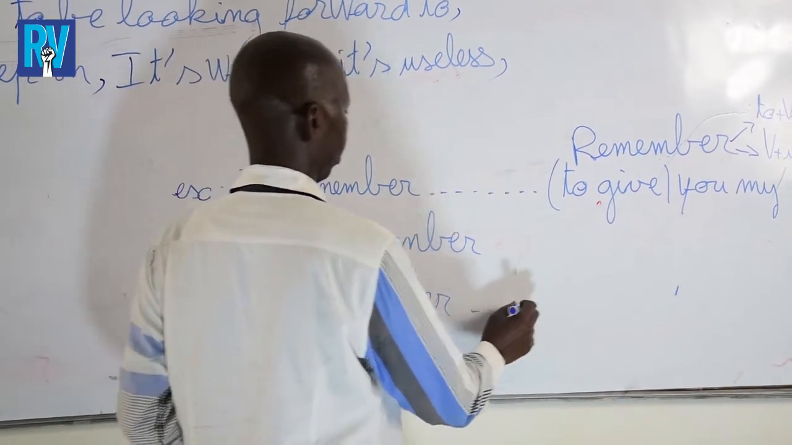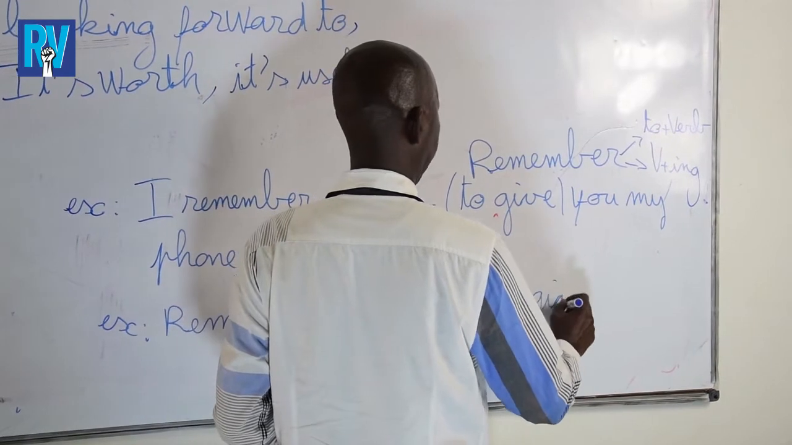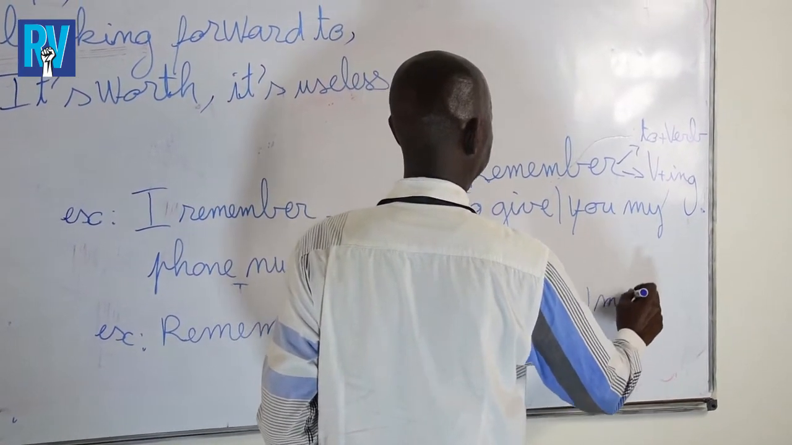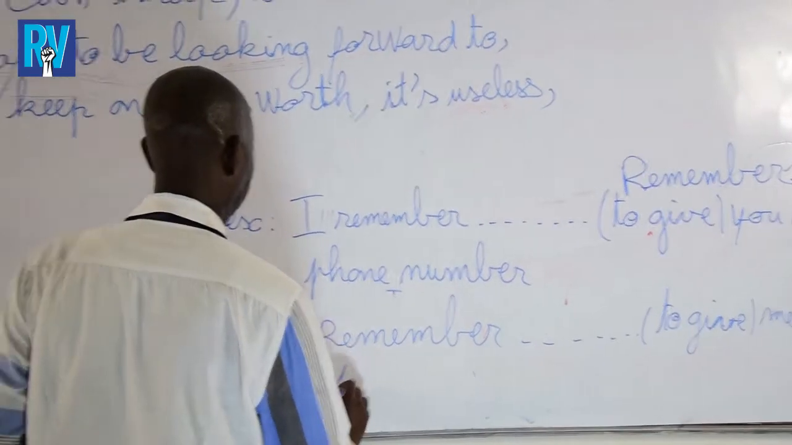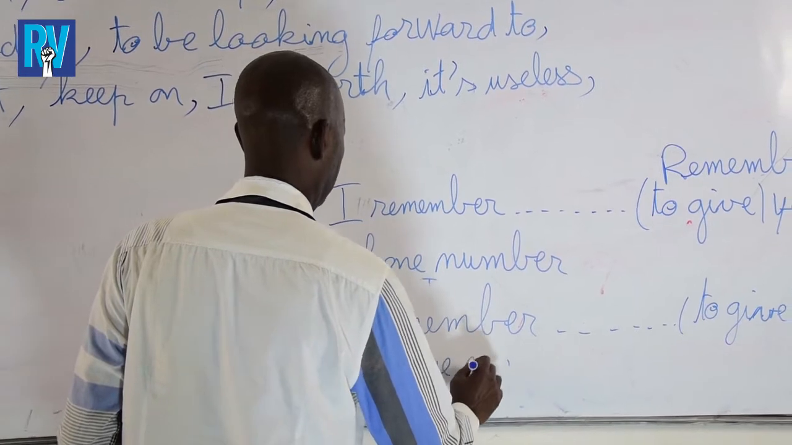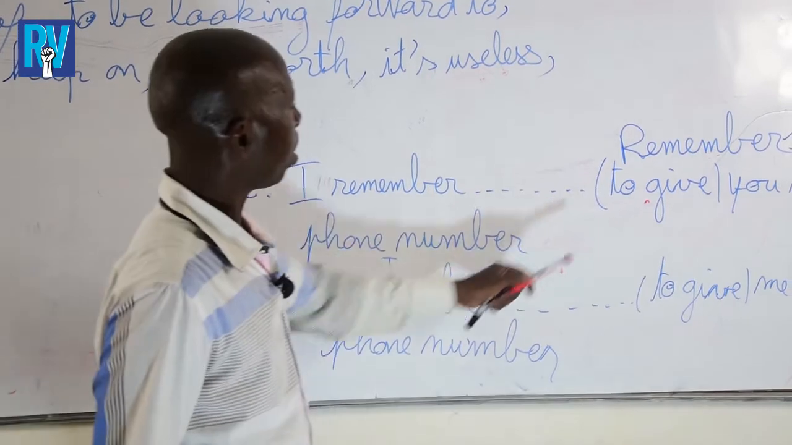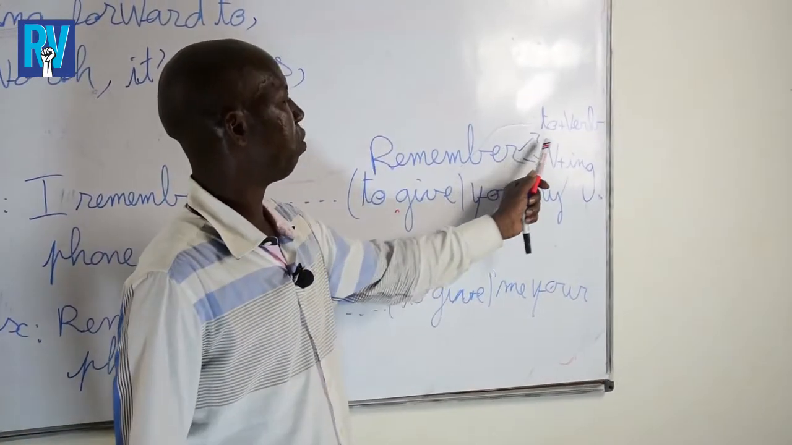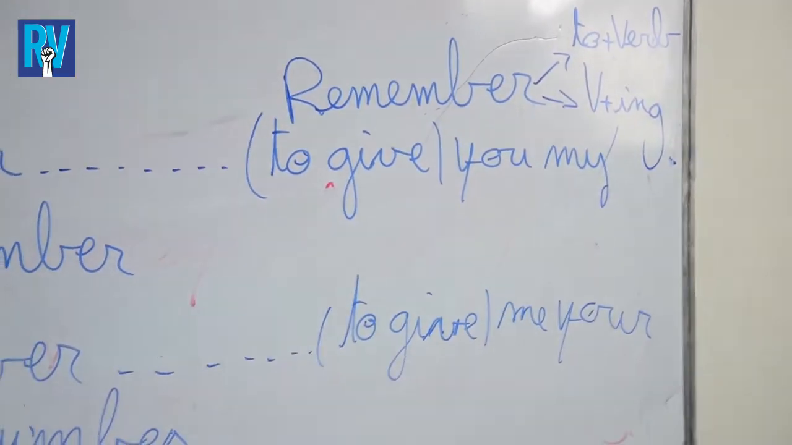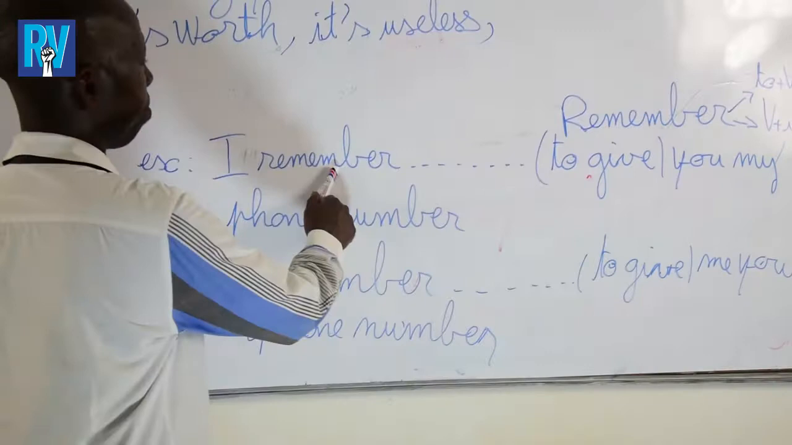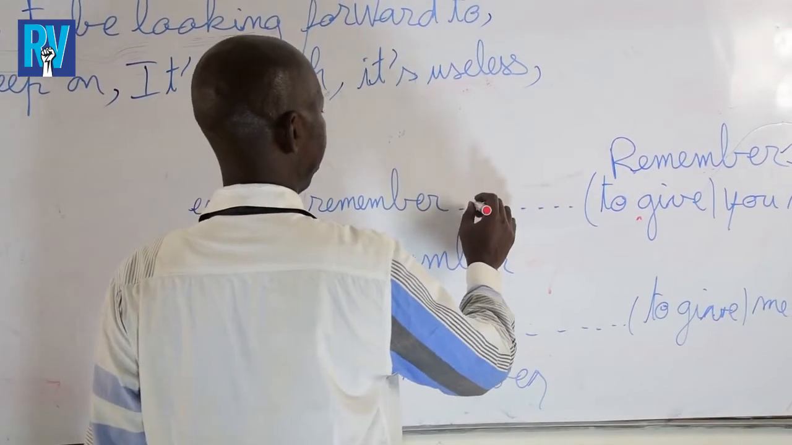Remember, the verb to remember. Ok, on va essayer de voir maintenant quand est-ce que remember est suivi de to plus verbe et quand est-ce que remember est suivi de verbe plus la forme ing. Here, I remember. I have to write the verb.